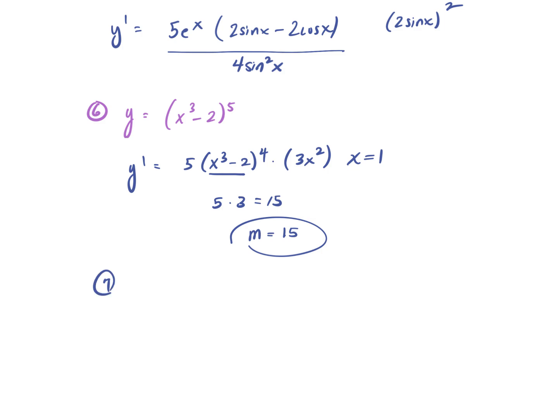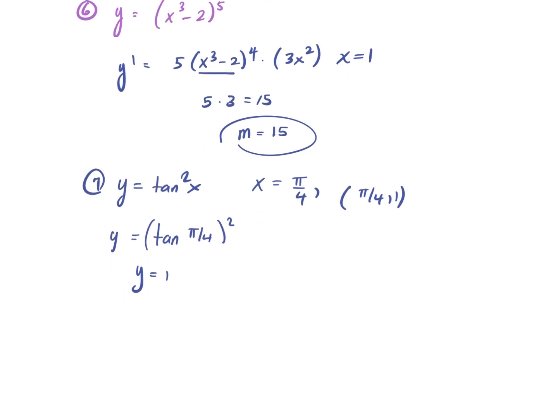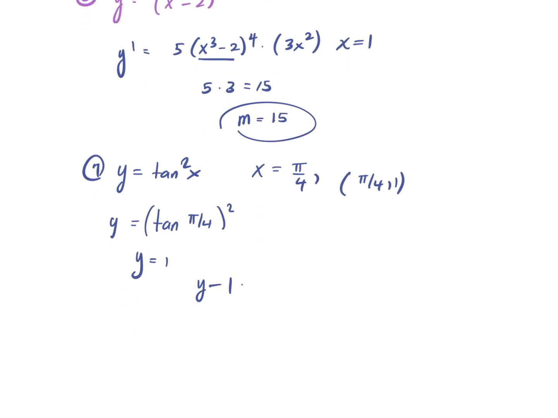All right, number 7 is find the equation of the tangent line. So now we have to do y minus y1. So it is y equals tan squared of x. Let's do this first. If they give you the x value is pi over 4, then we know the y value would be tangent of pi over 4 squared, which is 1. So my point is going to be pi over 4 comma 1. So then it's going to be y minus y1 equals m, and then x minus pi over 4.